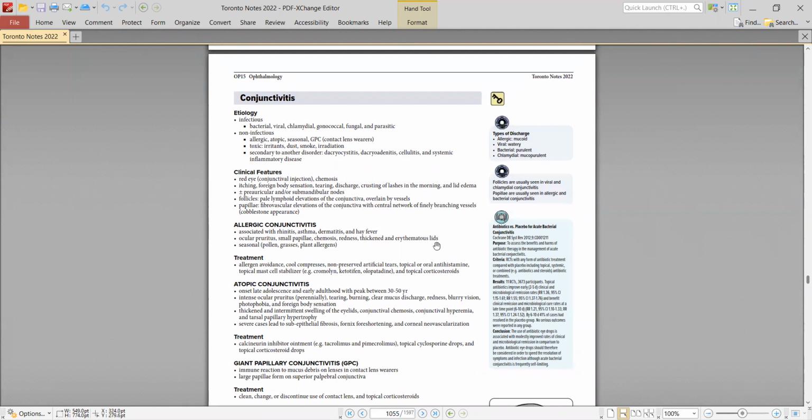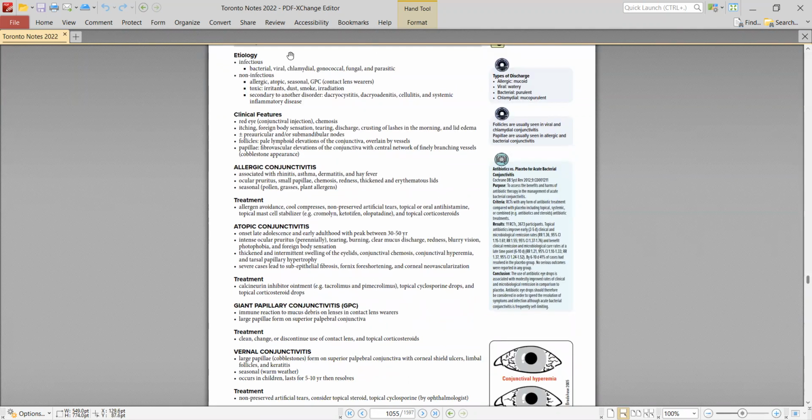So let's complete this conjunctivitis. Conjunctivitis is inflammation. Infectious: bacterial, viral, chlamydial, gonococcal, fungal, parasitic. Non-infectious: allergic, atopic, seasonal, contact lenses. Contact lenses can also cause irritation and cause GPC, contact lens errors. Toxic: irritant, dust, smoke, irradiation. Secondary: dacryocystitis, dacryoadenitis, cellulitis, and systemic inflammatory disease.